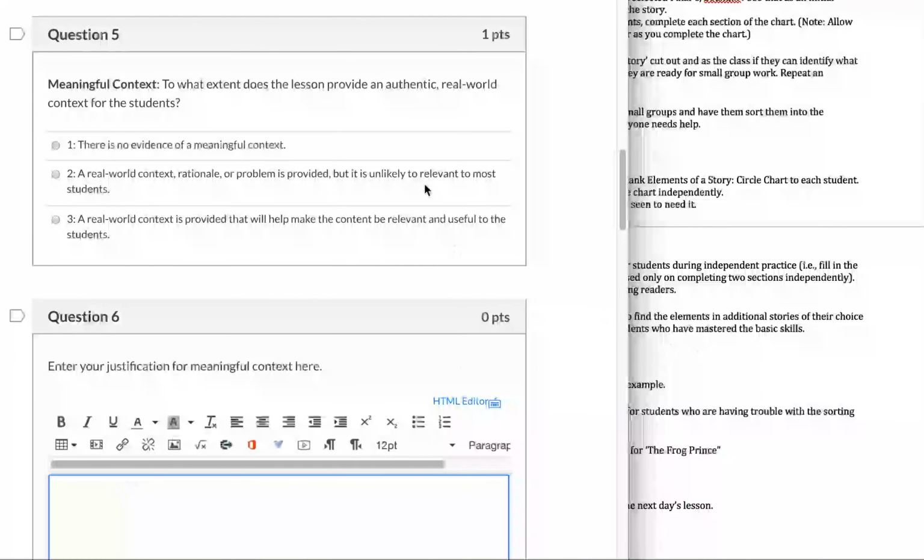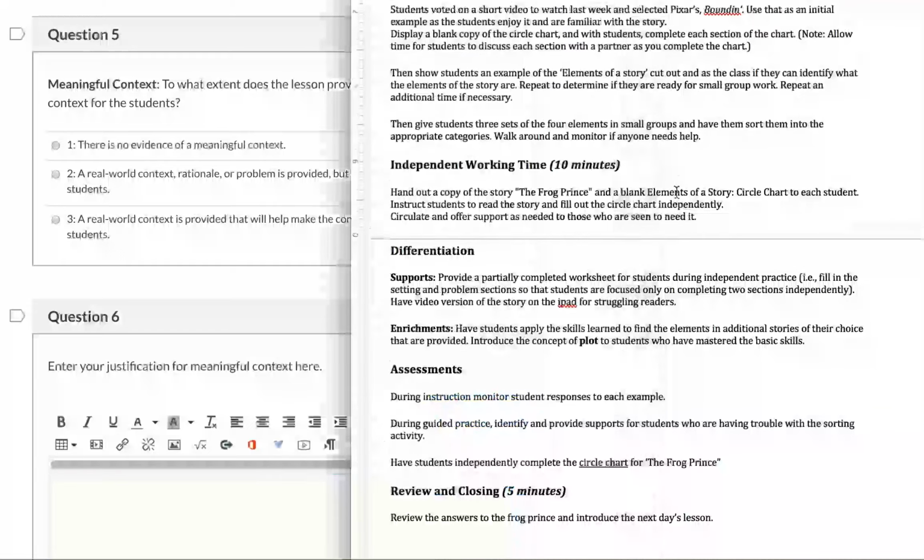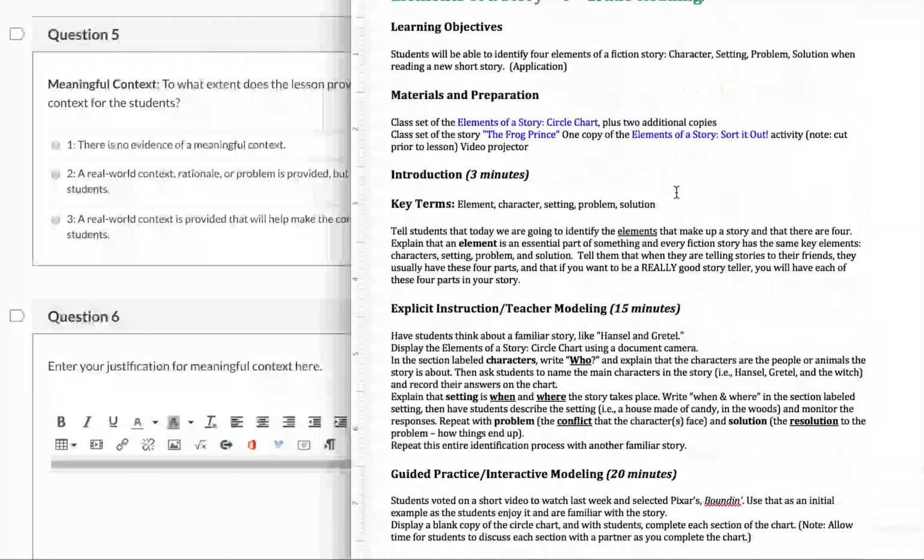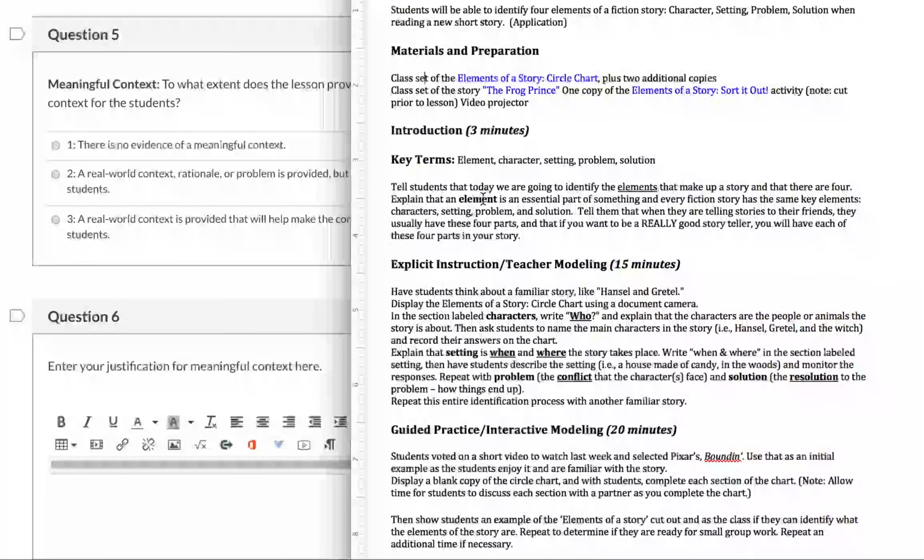Meaningful context. To what extent does the lesson provide an authentic real-world context for students? So in this case here, again, we are looking for some reason why identifying the elements of a story is an important life skill. Here, there's an explanation that an element is an essential part of something, and every fiction story has the same key elements. So then when they are telling stories to their friends, they usually have these 4 parts. If you want to be a really good storyteller, you have each of these 4 parts in your story.